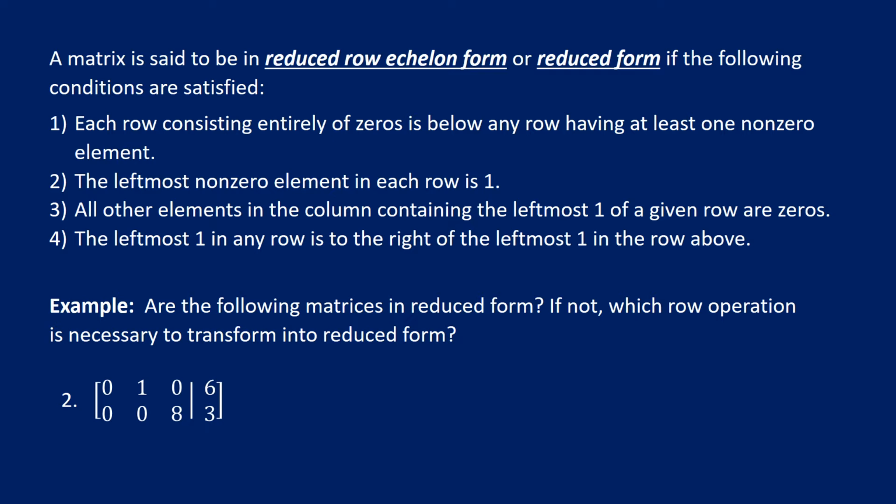In row 2, we have 0, 0, 8. Since the first number that is not 0 is an 8, this violates condition number 2. And remember, I want a 1 there. And to get a 1, I multiply by the reciprocal. So we're going to use the command 1/8 R2 to replace R2. And that will give us a matrix that is in reduced form.